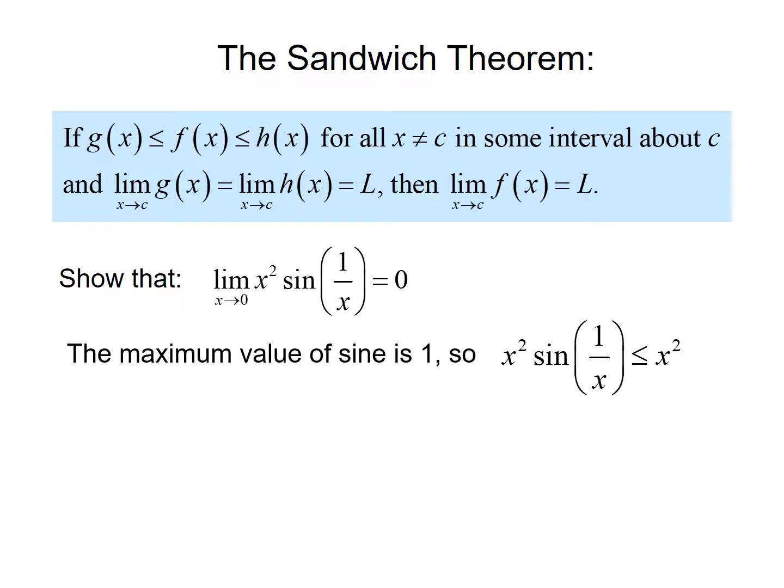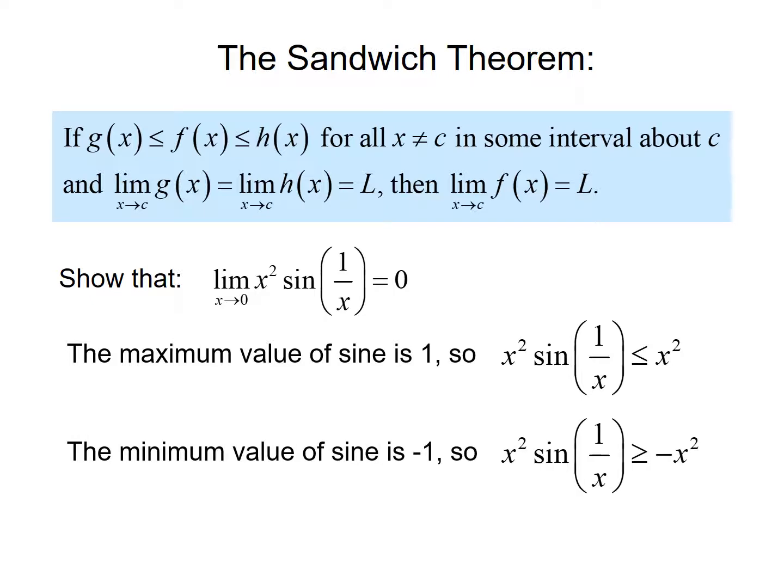But we do know the behavior of sine. Sine goes from 1 to -1. So if we take x squared times sine of something, at most that's going to be 1. So we know x squared sine of 1 over x has to be less than or equal to x squared. And since sine goes down to a minimum value of -1, we know that x squared sine of 1 over x has to be greater than or equal to -x squared. So we know that x squared sine of 1 over x is greater than or equal to -x squared, and less than or equal to x squared.